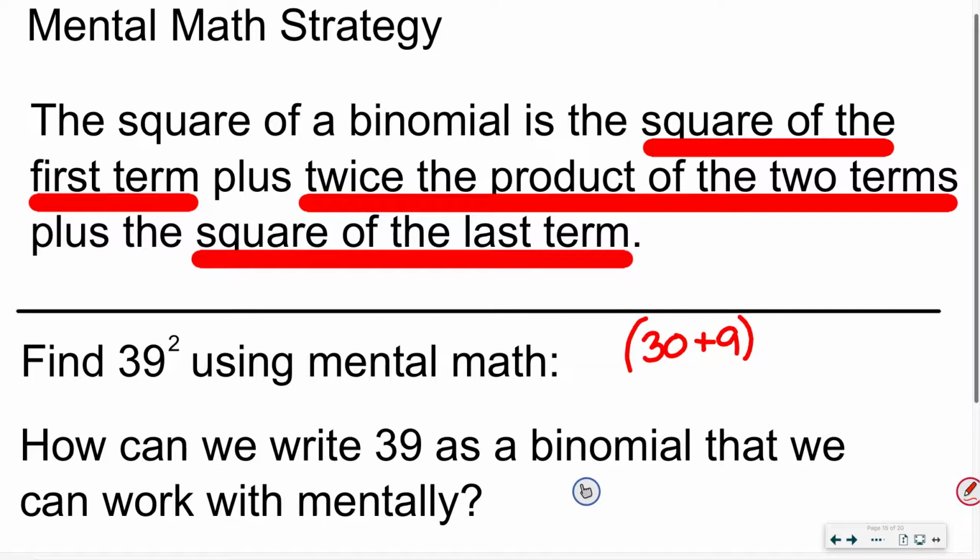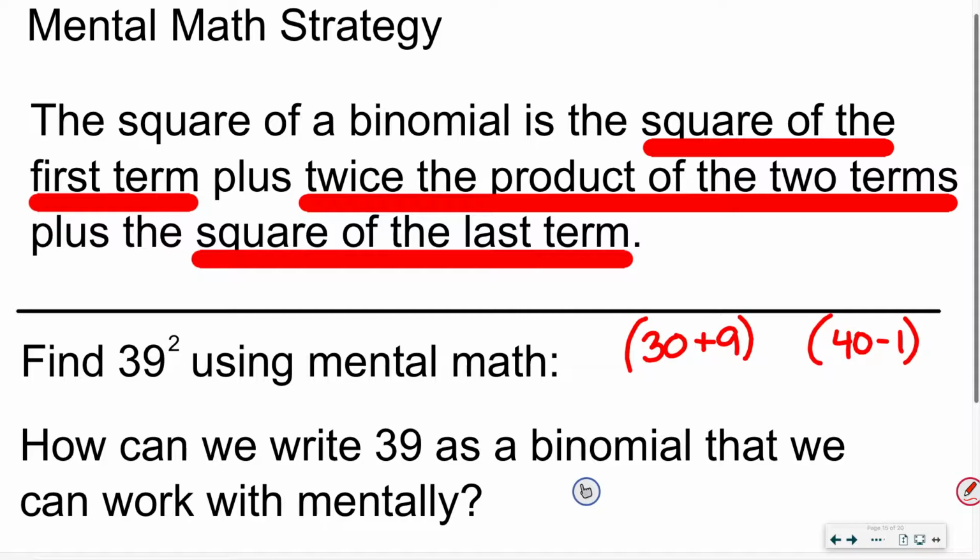Is there another way that we could separate 39? Think about this, each number you have to be able to multiply it by 10. You could also go bigger and take something away to get to 39. 30 plus 3 plus... we're looking for a binomial. 40 minus 1. You can do 40 minus 1 as well.